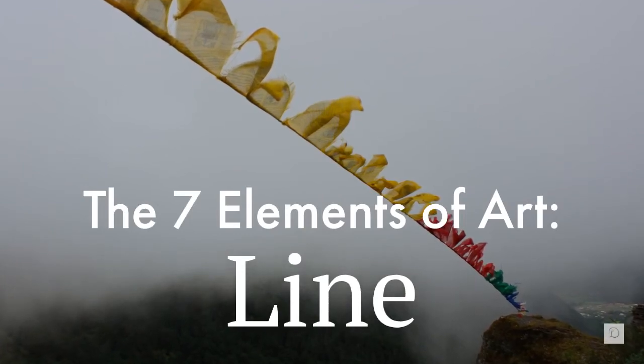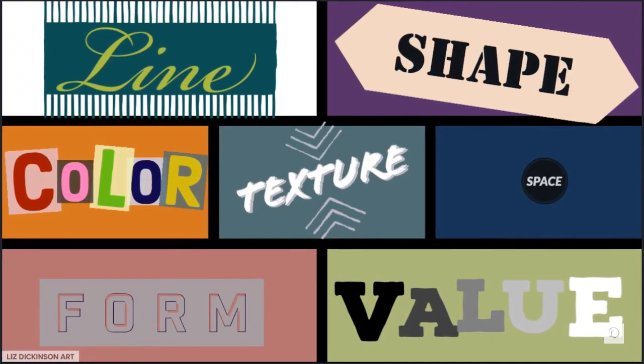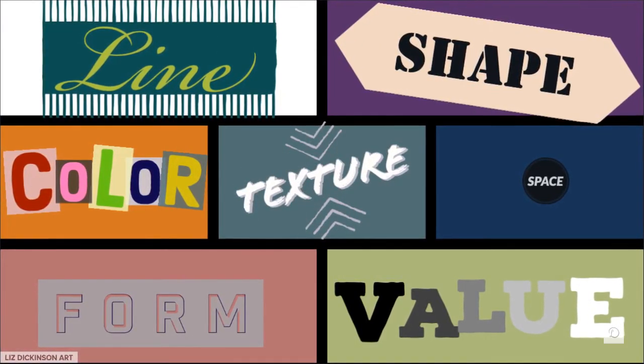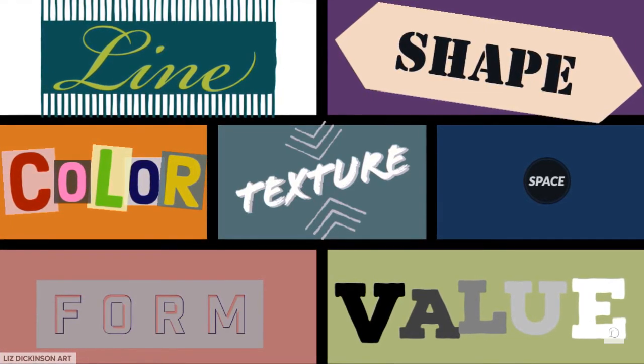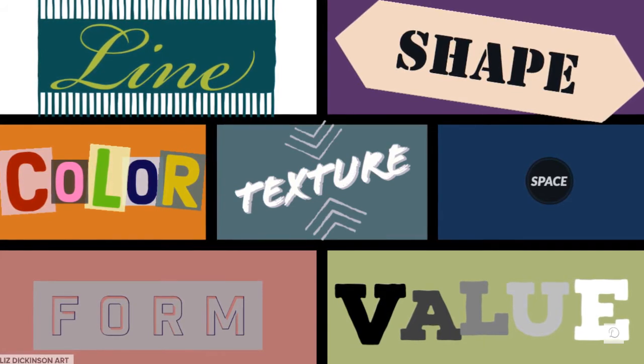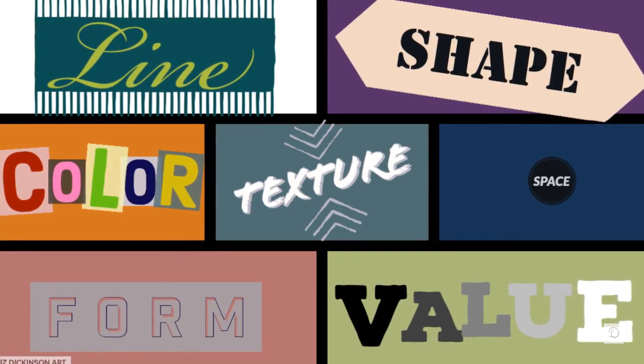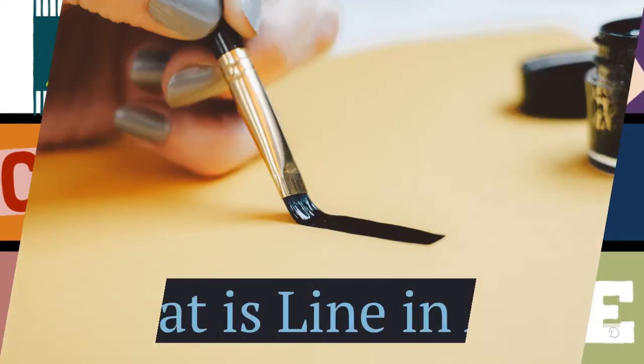The 7 elements of art. Line. The 7 elements of art, line, shape, color, texture, space, form, and value are the building blocks of art. They are the tools that we use to make art and the words that we use to describe art.